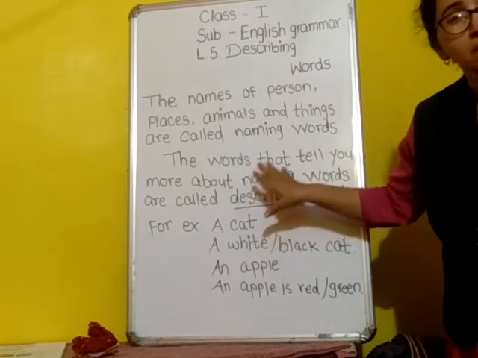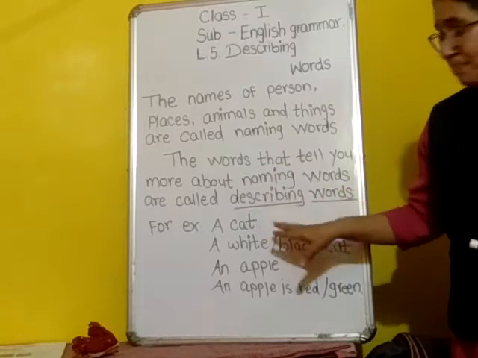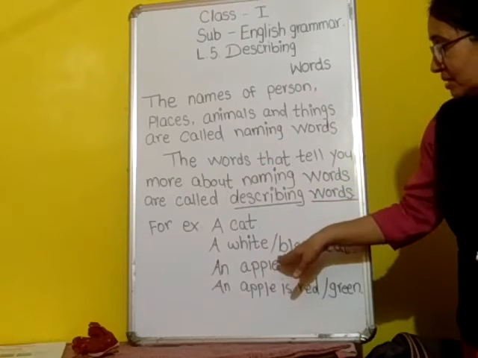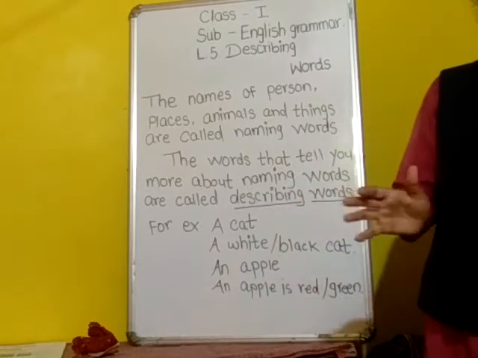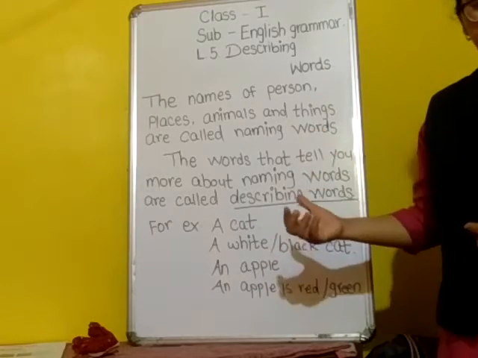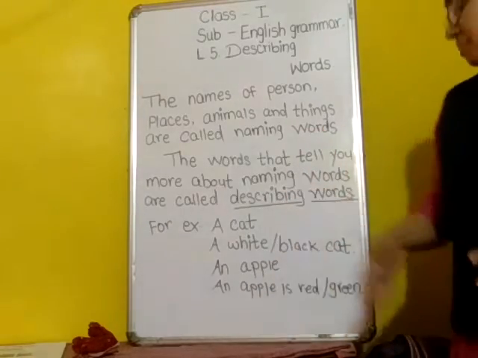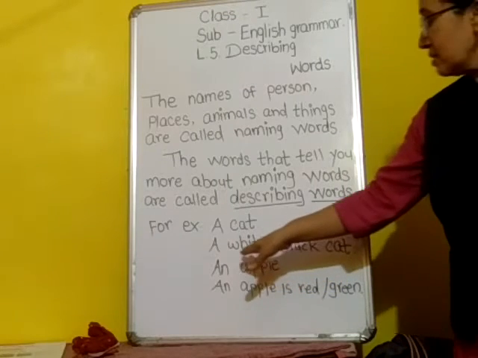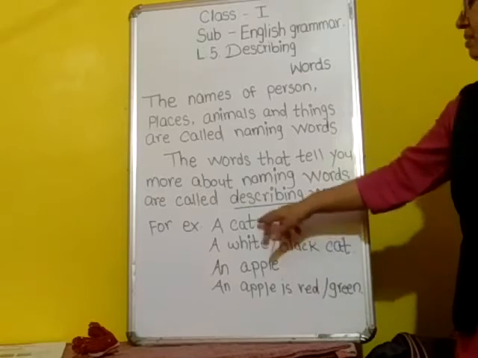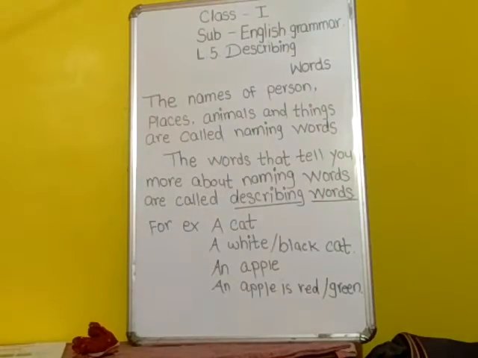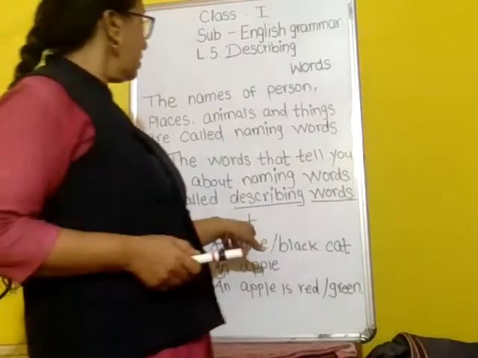That means it is an animal. Okay, it is an animal. But from the second sentence I got an idea that it is a black or red animal. It may be a black or red animal. That's why these words, black and white, are describing words for the noun cat.